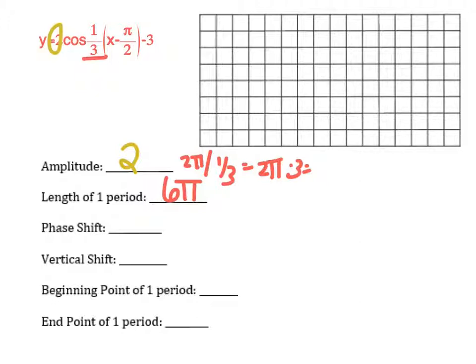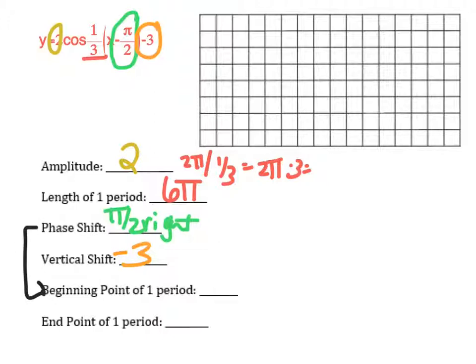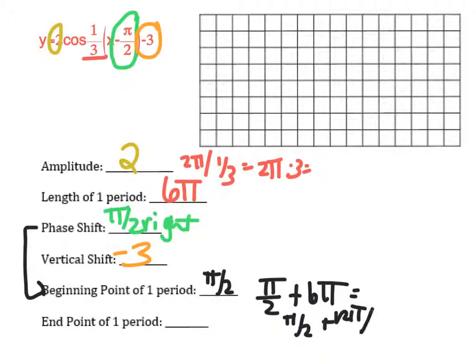My phase shift is going to be pi over 2 to the right, or you can just say plus pi over 2, as long as you know which way you're going. My vertical shift, I'm going down 3. So I'm going to start at pi over 2. If I start at pi over 2 and I add a length of 6 pi, that gives me pi over 2 plus 12 pi over 2 equals 13 pi over 2.